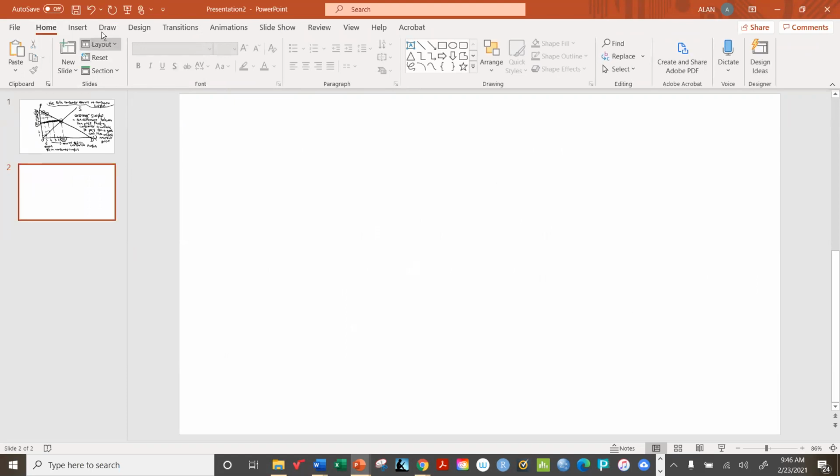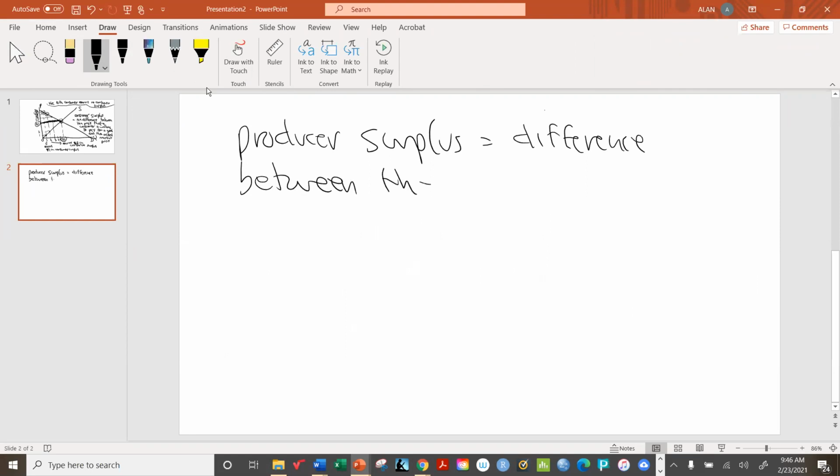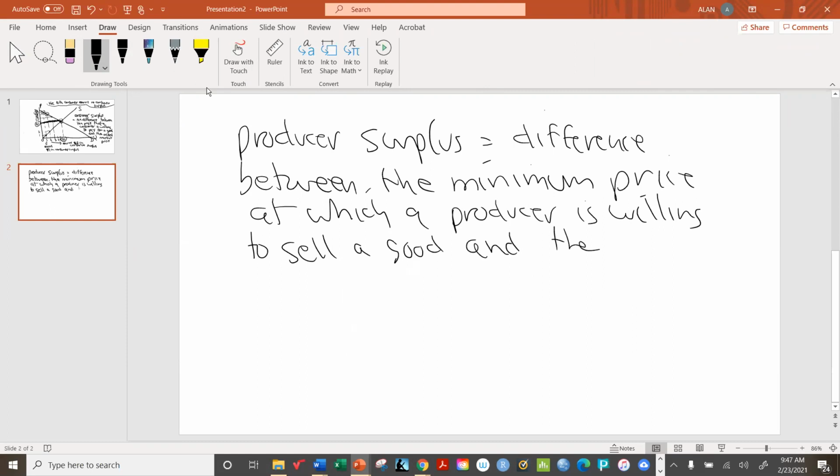The producer surplus then equals the difference between the minimum price at which a producer is willing to sell a good and the actual market price.